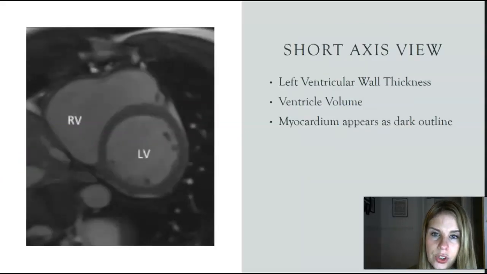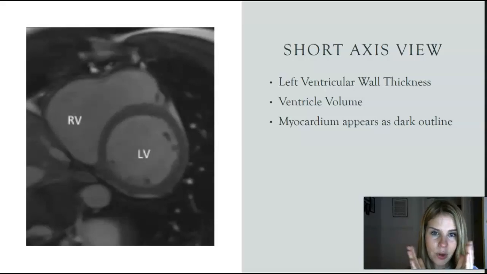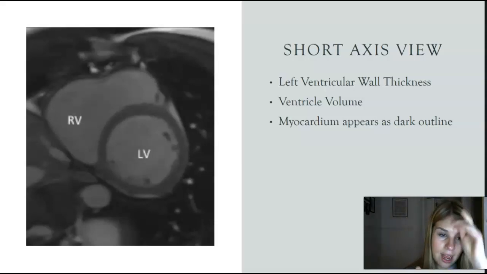The last view we're going to look at for MRI is the short axis view. So basically we do slices through the heart from the base to the apex. If we think about our heart being almost the shape of an ice cream cone, the base is the top of the cone and the apex is the pointy bit of the cone. Okay, so we are slicing through the heart to give us this short axis view.